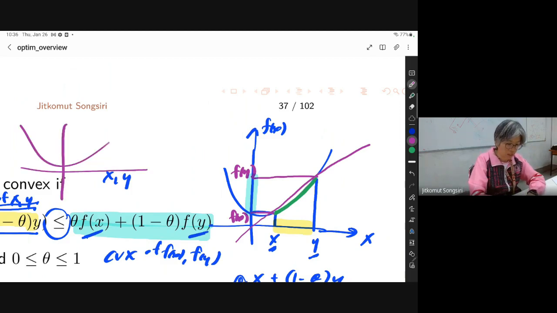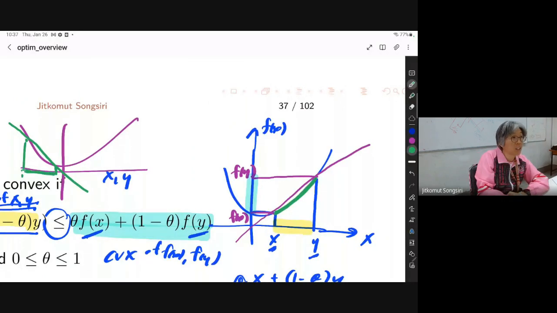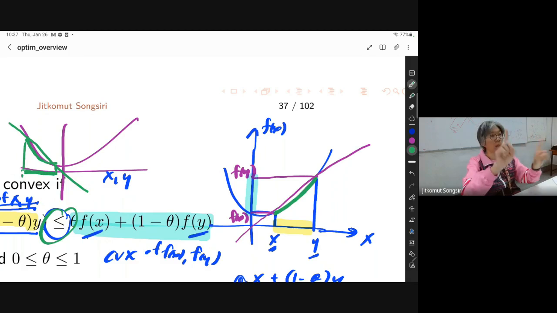If I draw again, if I pick any two points x and y here, and draw f(x) and f(y), the line connecting f(x) and f(y), if my function value lies under this line because of the inequality, and if this holds for any point x and point y, any pair, the function is said to be convex.